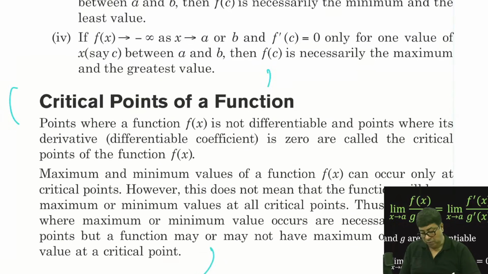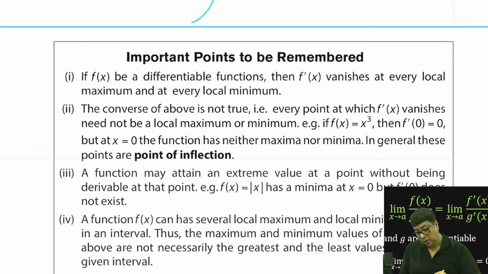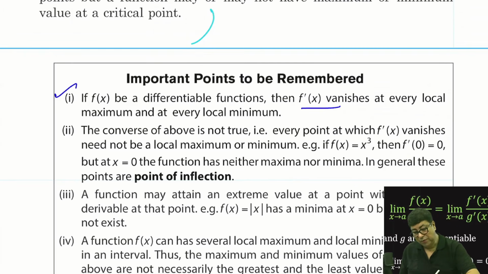And one more thing, everyone: critical point. A critical point is the turning point of the graph. And remember one thing: if f(x) is a differentiable function, then f'(x) vanishes at every local maximum or local minimum, obviously. Why does f'(x) vanish? Because a differentiable function means a continuous function, so it will change like this. So every peak point is a maximum or minimum. So this is the case.